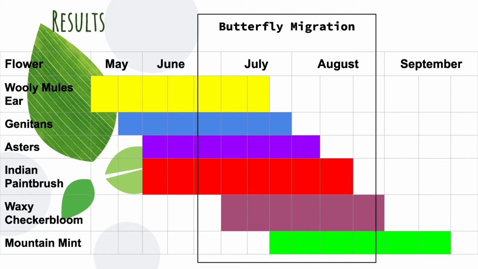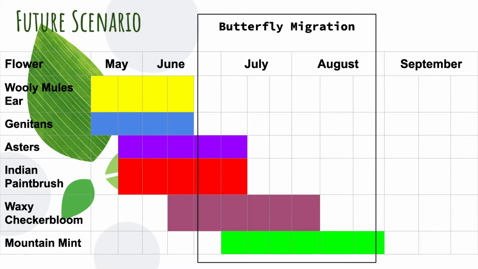Now what we can do is, on top of this same chart that shows when flowers bloom, put a box that describes what time of year the butterflies typically migrate. As you can see, the butterflies tend to come through when there are lots of flowers for them to drink nectar out of and pollinate.